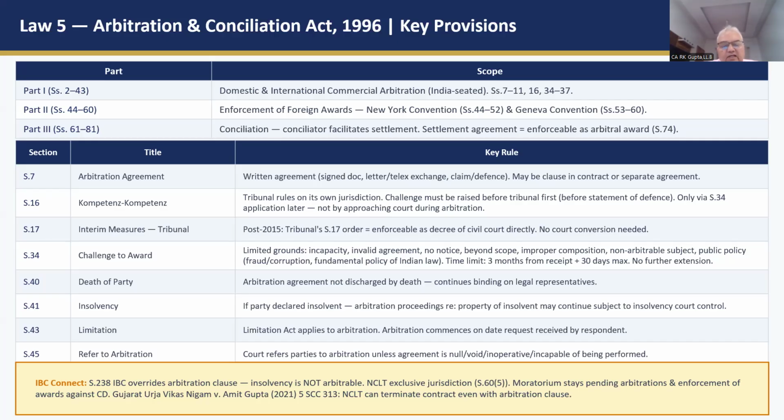Section 43 deals with limitation, and it says the Limitation Act applies to arbitration, and arbitration commences on the date the request is received by the respondent. Section 45 deals with reference to arbitration. So the court refers parties to arbitration unless the agreement is null and void or inoperative or incapable of being performed.